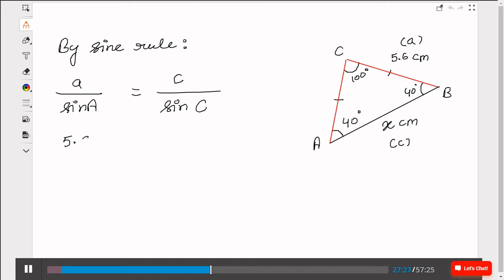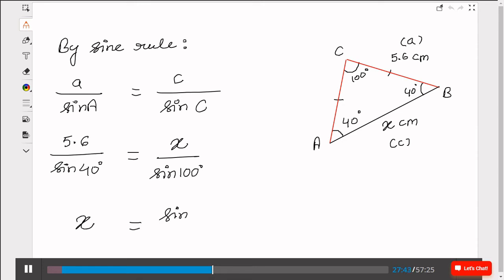Let us transform the term from one side to the other. The sine 100 degree is multiplied to 5.6 and sine 40 is in the divisor. That's about 8.57 actually. So about 8.6 centimeter is the answer.